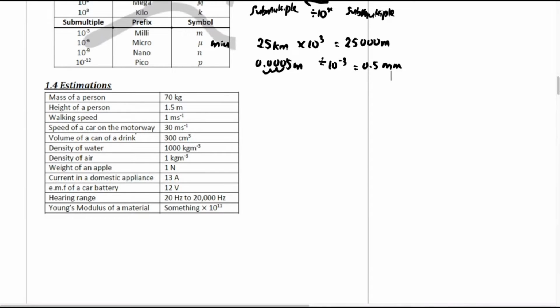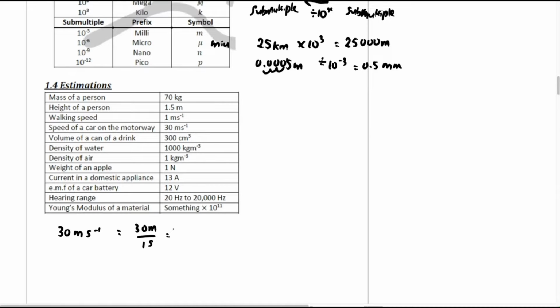Speed of a car on the motorway is 30 meter per second. If you can't remember, normally we are more familiar with kilometer per hour. So if 30 meter per second is hard to remember, you just convert. Let's see, 30 meter per second, you want to change it to km per hour. You can just do like this. It's 30 meter per 1 second.